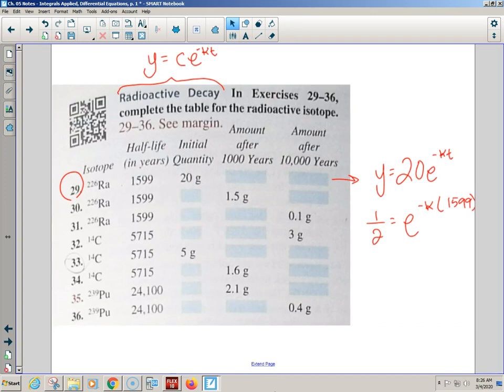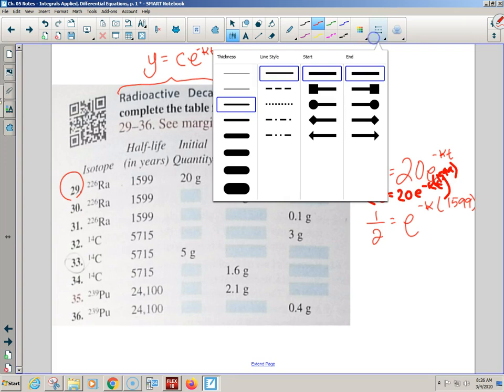So one way is to set my y equal to 10 and say 10 is equal to 20 times e to the power, when t is 1599. You could have done that. There are a couple different ways of doing it. You could plug in 1599 and be like, you became 10, but then guess what? When you divide, you get my ratio of the half. So either way, it works. And all we have to do to finish this problem, guys, is solve for k.